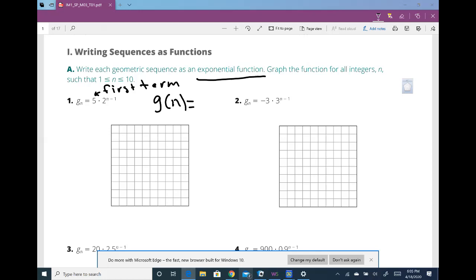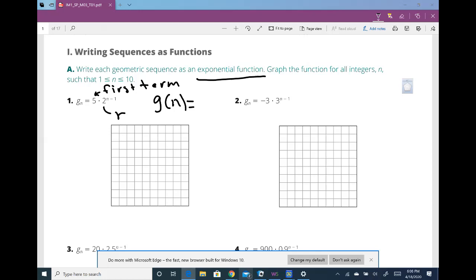The 2 represents our common ratio. How much are we multiplying by to get to the next term? So the minus 1 means we want the term before our first term. So we want our 0 term. If we multiply by 2 to get to the next term, what do we have to do to get to the term before? To get to the term before, we're going to divide by 2.